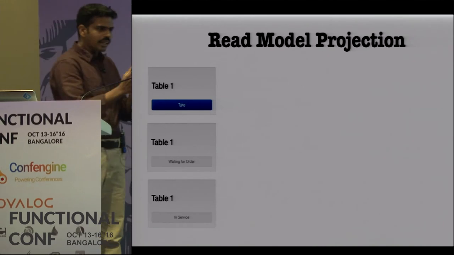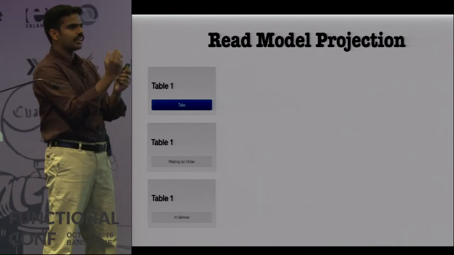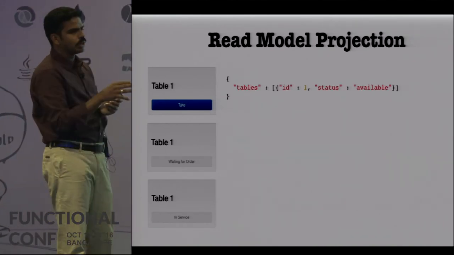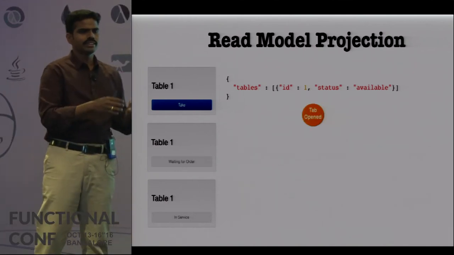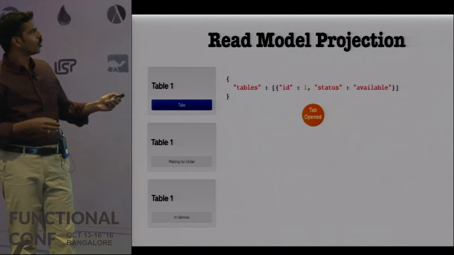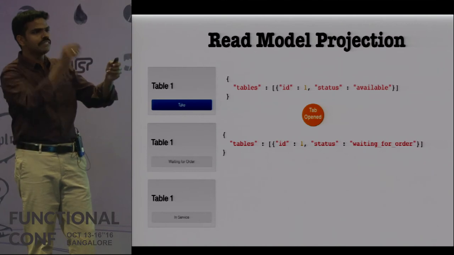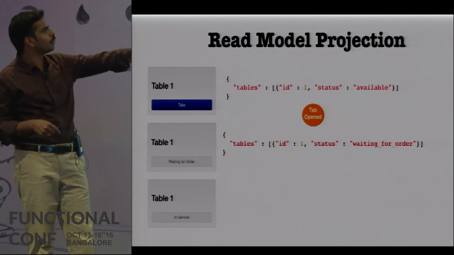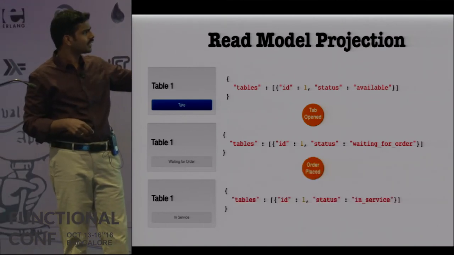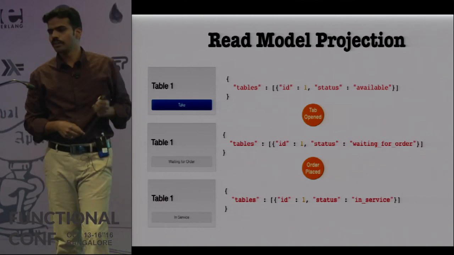Cool. So how does the read model projection work? Now we have received an event. There it is again, similar to the imperative stuff. Like there will be a similar document, but instead of receiving a command, we are receiving an event and populating the fields which are relevant to this one.